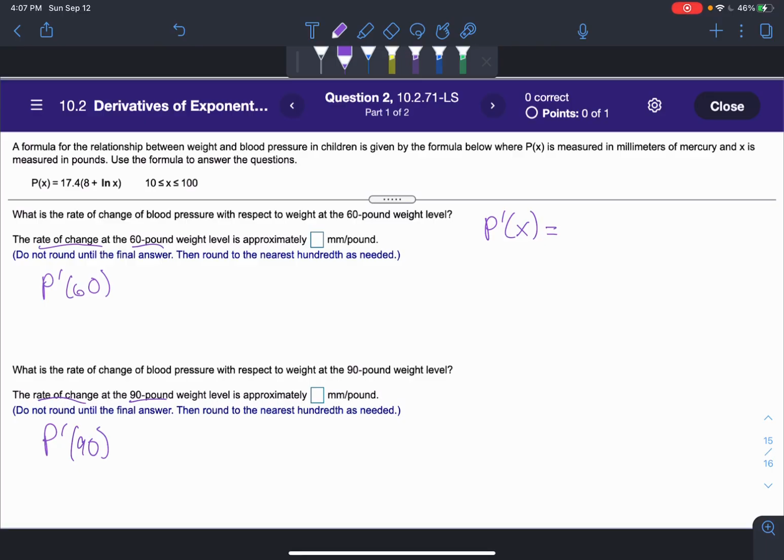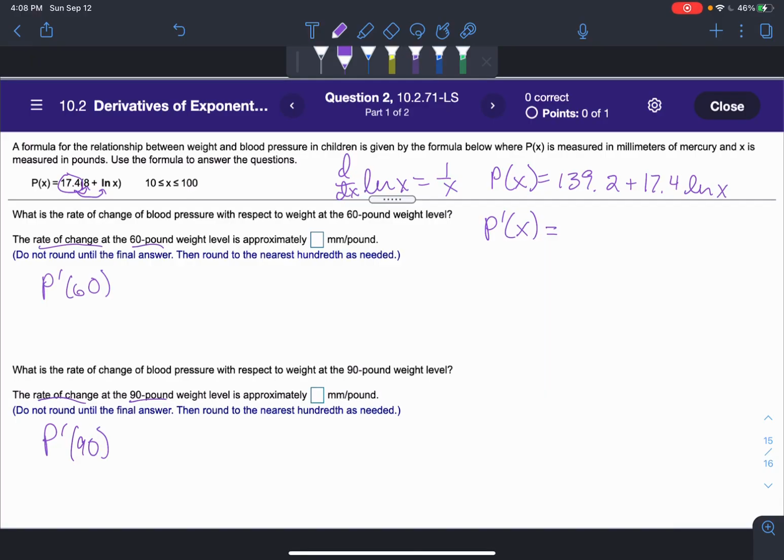Notice that I have this natural log here. Remember that the derivative of natural log is 1 over x. I think I'm also going to multiply this constant through just to make it a little easier. So if I multiply that 17.4 by both terms, I get P of x is equal to 139.2 plus 17.4 natural log of x. All I did was just multiply that 17.4 by both the 8 and the natural log.